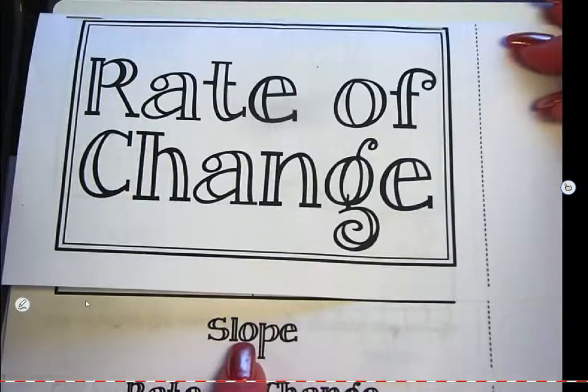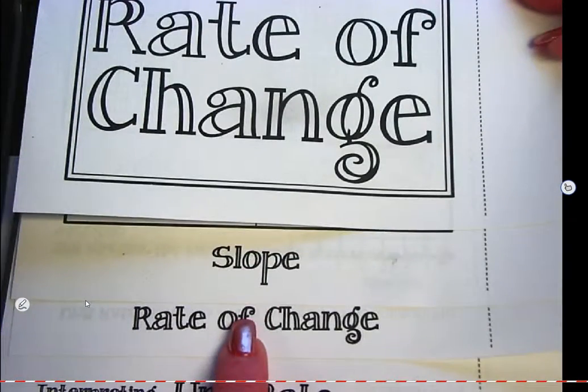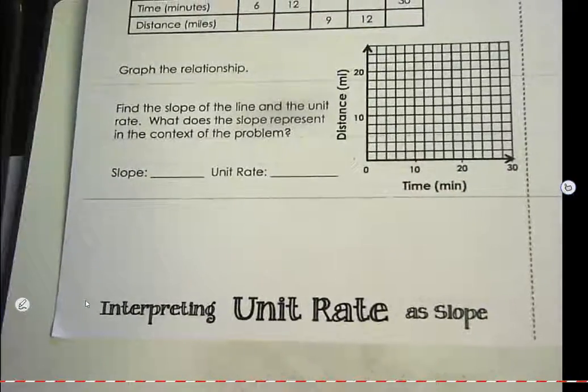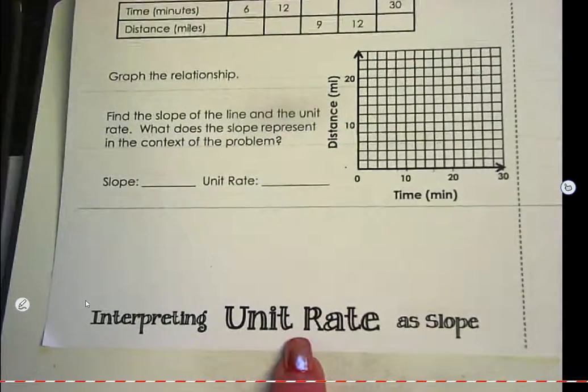Yesterday we learned how to find slope and we also looked at an example of rate of change, and today we're going to learn how to interpret unit rate as slope, because another name for slope is unit rate, another name for unit rate is slope.